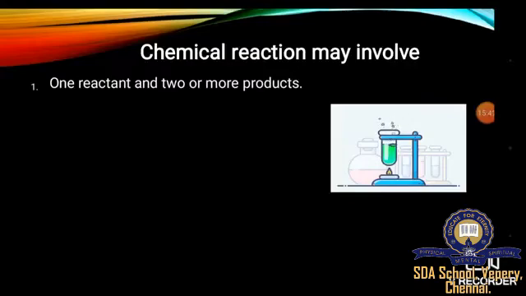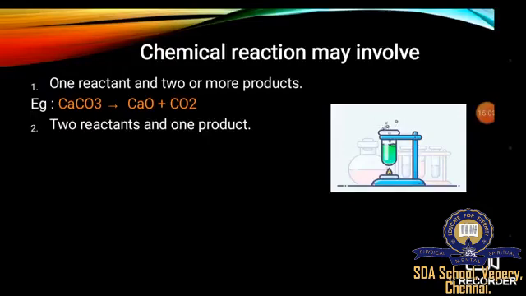This reaction may also involve one reactant and 2 or more products. It is one type. The example is CaCO3, which gives CaO plus CO2. Here one reactant forms 2 or more products. The next category is 2 reactants and 1 product. That is 2 reactants combine together and form 1 product. The example is NH3 plus HCl gives NH4Cl. Here the 2 reactants are combined and they give a single product.